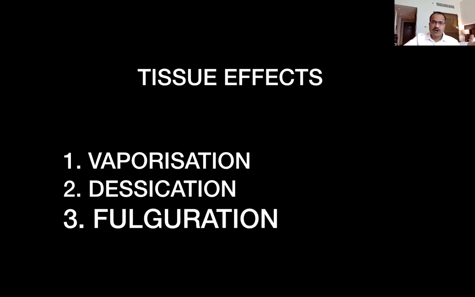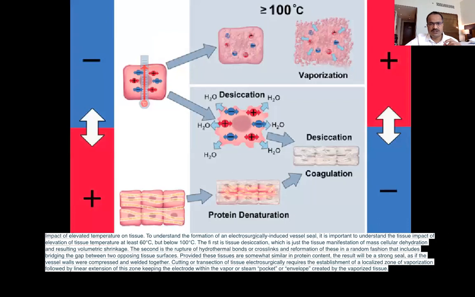Now let us see what happens to the tissues. When you pass this current, the tissue gets heated. Like I have explained earlier, if the temperature rises to 60 to 90, the cell membrane breaks at places and a little water escapes out. So the tissue shrinks in size.